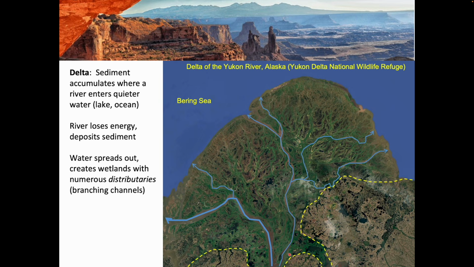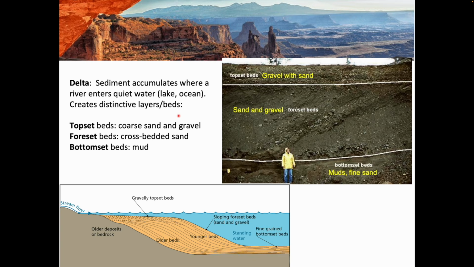During floods, much of this delta will be underwater as the river spreads out its high flow, whereas during low water it recedes into these channels of distributaries. The sediments of a deltaic system are very distinctive. We get topset beds, which are coarse sand and gravel on the top of your delta sequence. We have foreset beds, which are cross-bedded sand and gravel. And we have bottom set beds, which is usually fine-grained sands and muds.